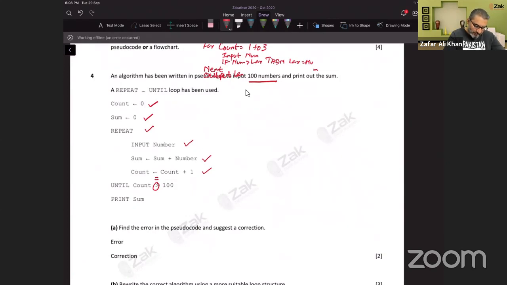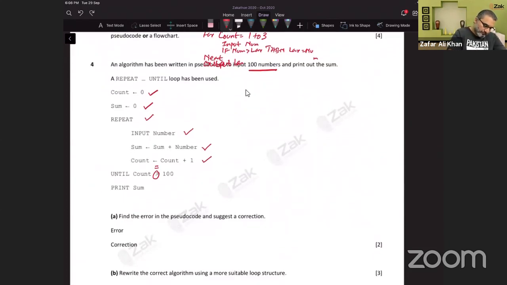Find the error in the pseudocode and suggest a correction. There is just one error I told you about, and print sum.